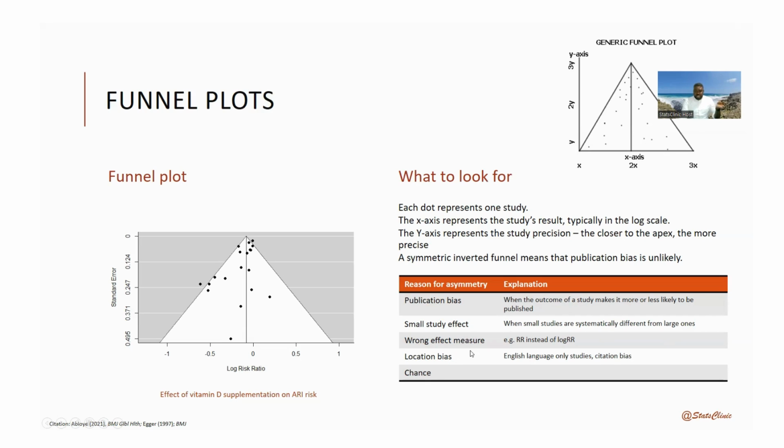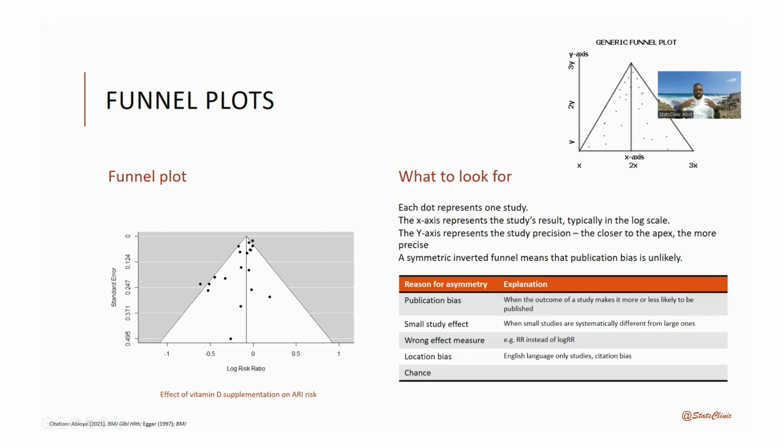It might also be because you're using the wrong effect measure in some studies. Some of the studies that you're pulling might be including a relative risk instead of a log relative risk. There might also be other forms of bias. Maybe English language only studies are included in your systematic review. That means that there are maybe Spanish studies that you've not included, or studies published in China and published in Mandarin that you've not included in your study as a result. That's why you have the asymmetry.